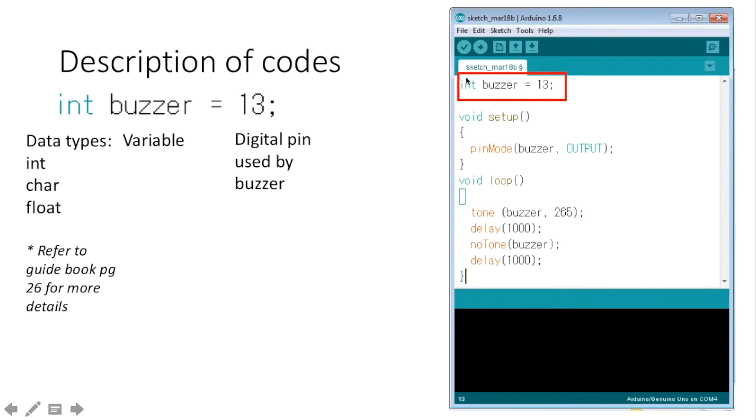So in this area, if we are using an LED together with the buzzer and you want to control the buzzer and the LED separately, we can declare the buzzer being connected to 13, while for the LED you can say int LED equals maybe 12 or maybe 11, depending on which pin you use. So everything that you use will need to be declared here.